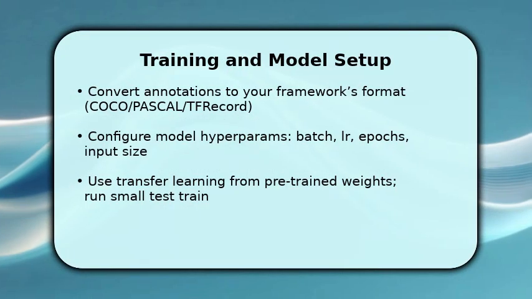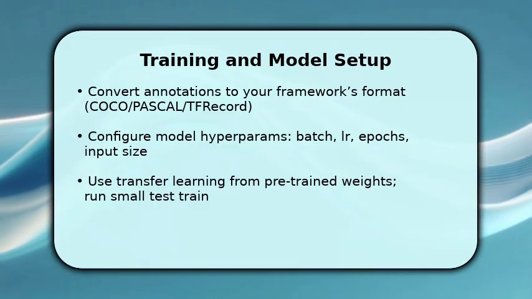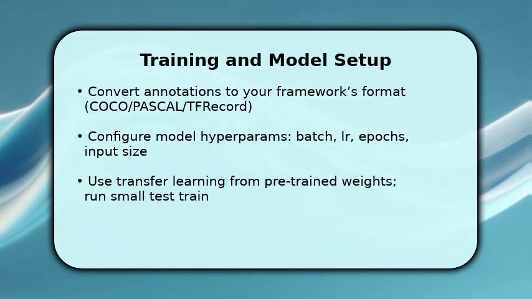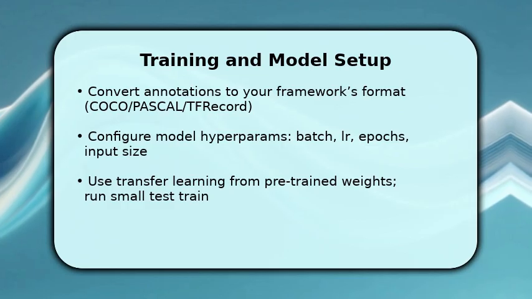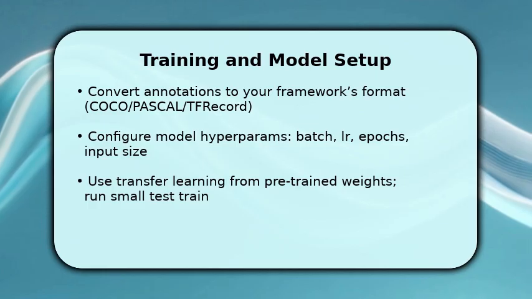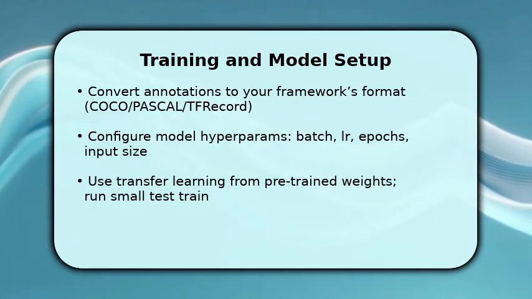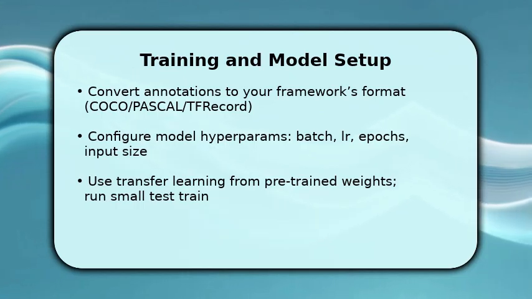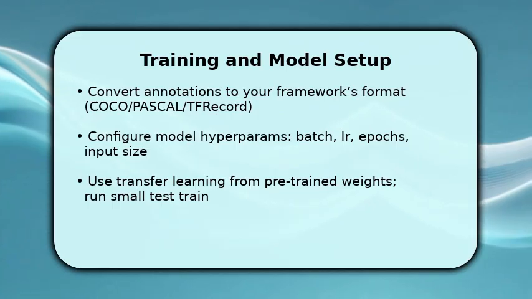You now prepare the dataset and model config. Convert annotations to COCO, Pascal, or TFRecord as required, and adjust input size to match the backbone. Next, set hyperparameters, batch size, learning rate, epochs, and enable augmentation like flips and color jitter because that improves generalization. Use transfer learning, load pre-trained weights and fine-tune on your labels.